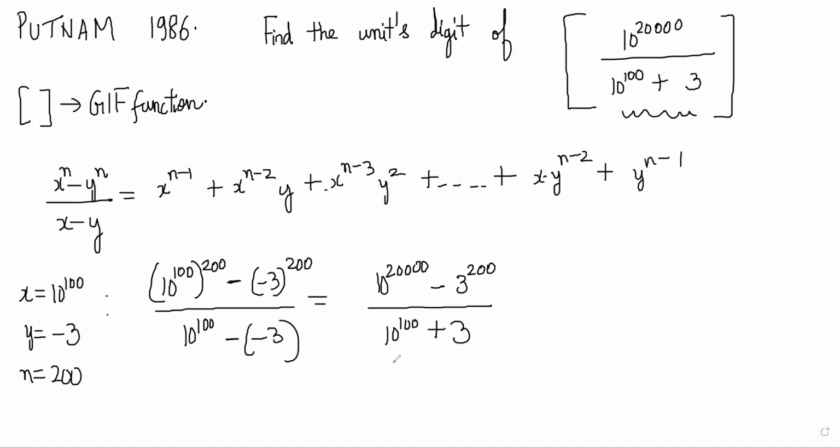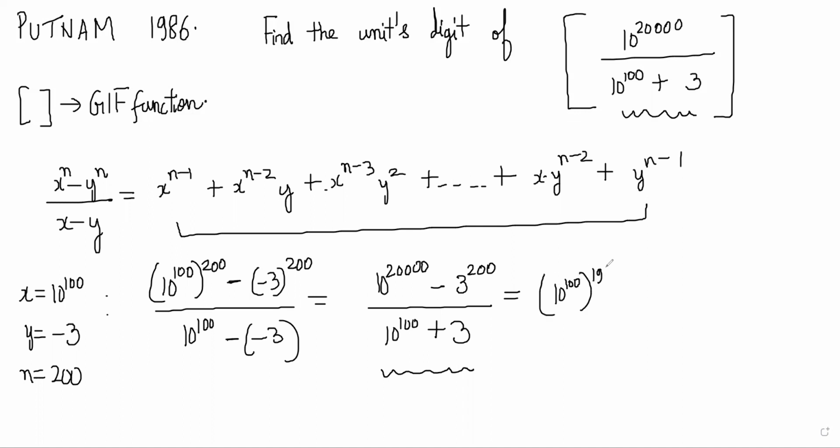Why am I doing that? Because now I'm getting the denominator to match. The top part also matches, almost, with an extra term, right? So if I use this identity, this should be equal to something like (10^100)^199 plus so on and so on. Let's write the second last term here. It will be 10^100 multiplied by (minus 3)^198, and the last term will be (minus 3)^199, right?